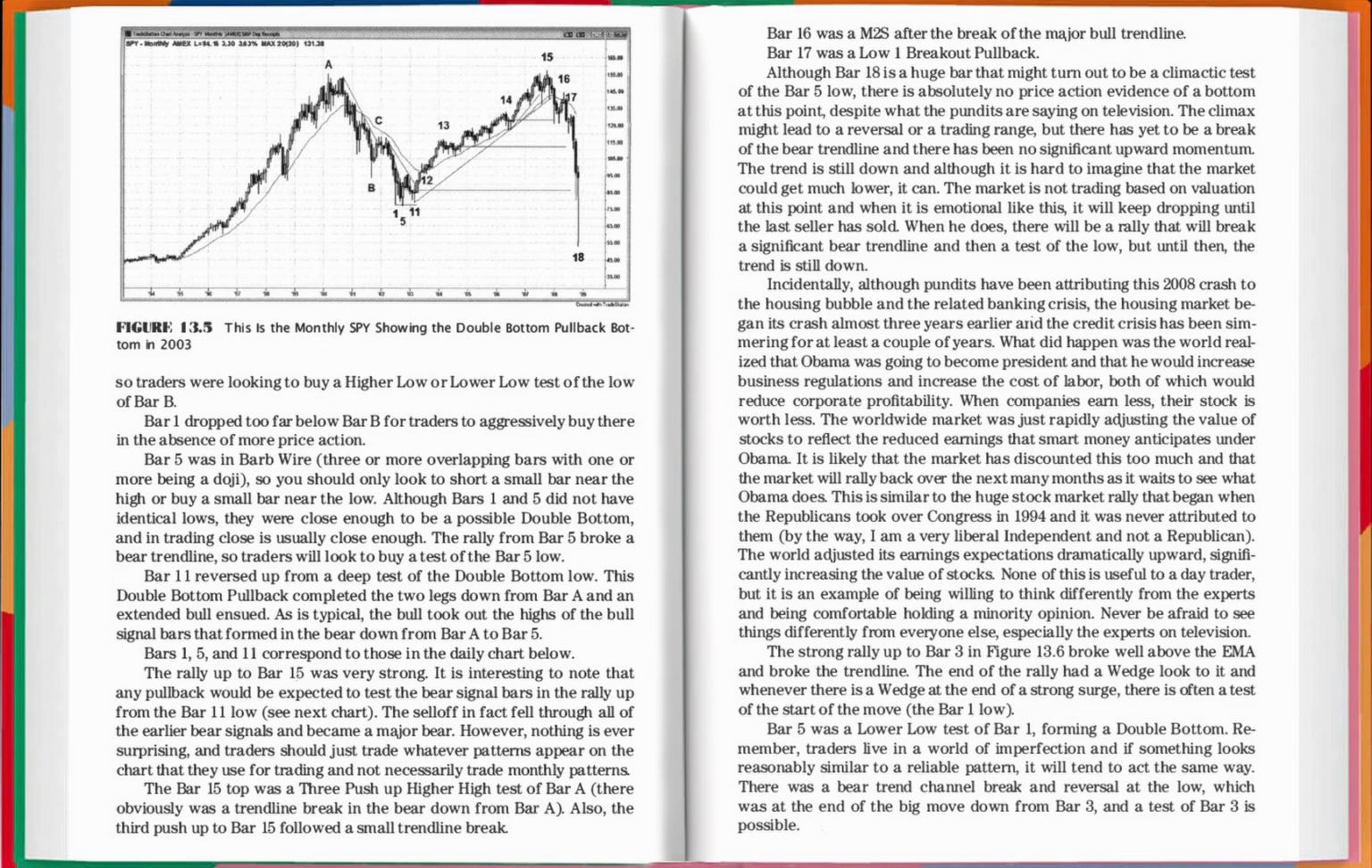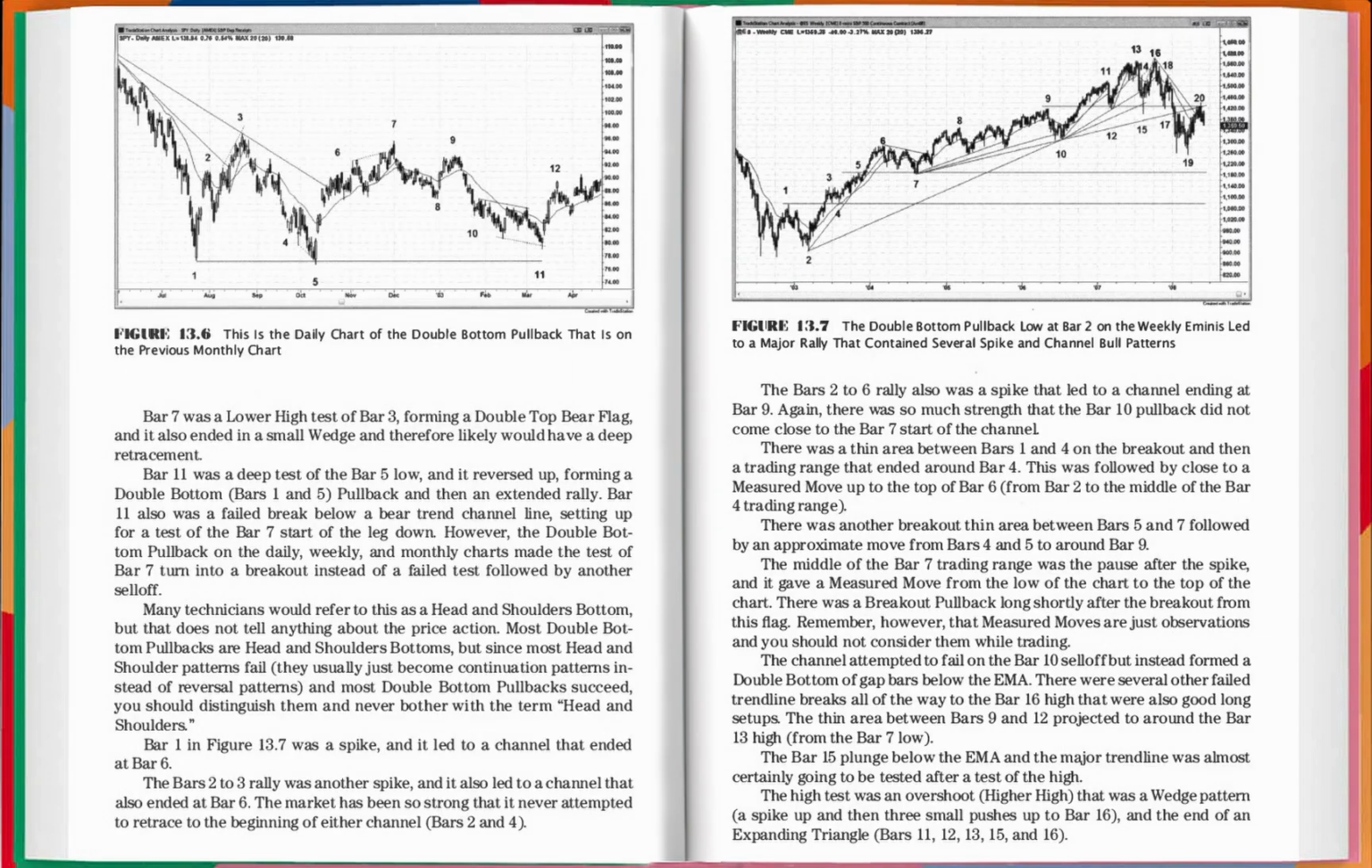There was a bear trend channel break and reversal at the low, which was at the end of the big move down from bar 3, and a test of bar 3 is possible. Bar 7 was a lower high test of bar 3, forming a double top bear flag, and it also ended in a small wedge and therefore likely would have a deep retracement. Bar 11 was a deep test of the bar 5 low, and it reversed up, forming a double bottom, bars 1 and 5 pullback, and then an extended rally.